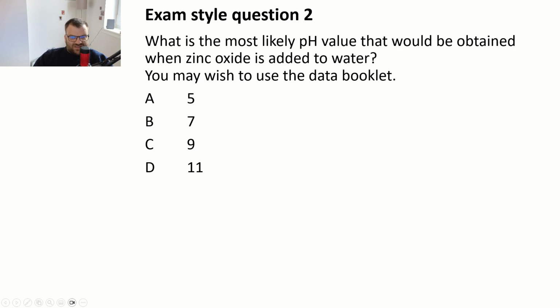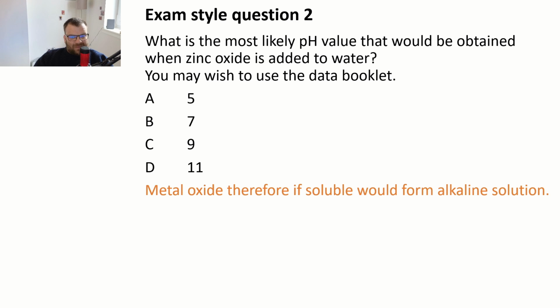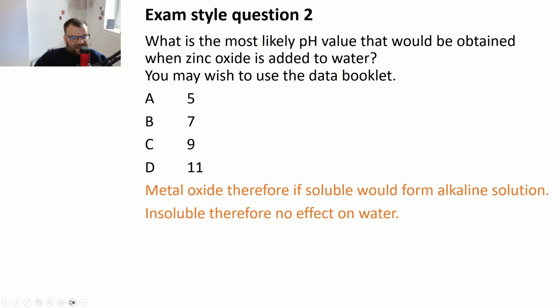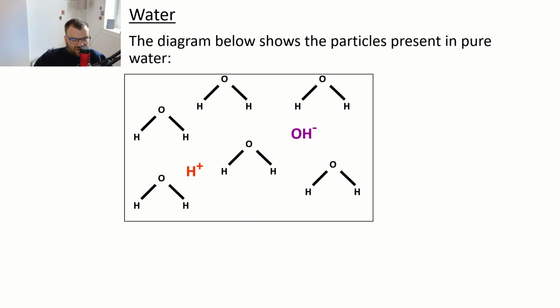In this question, we are asked about the pH value that would be obtained from zinc oxide. As it is a metal oxide, if it dissolves in water, it would form an alkaline solution. Going into the data booklet though, it does not dissolve in water, therefore it will have no effect on the pH of water. That means that it's going to stay at pH 7. If it was a non-metal oxide forming an acid, then A would be a good answer because acids have a pH less than 7. Alkalis will be above 7, so C and D would be correct for a soluble metal oxide. Next, we're going to talk about water.